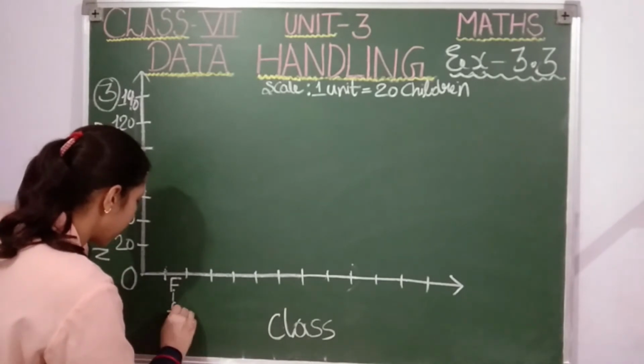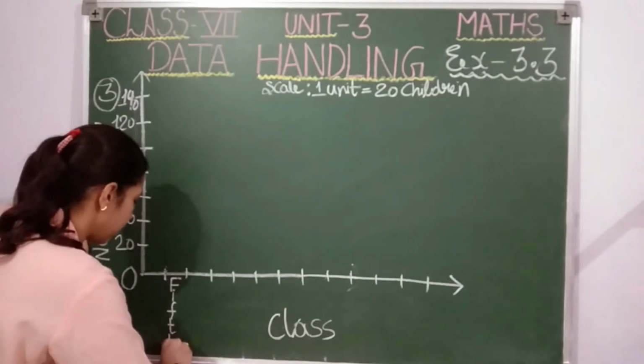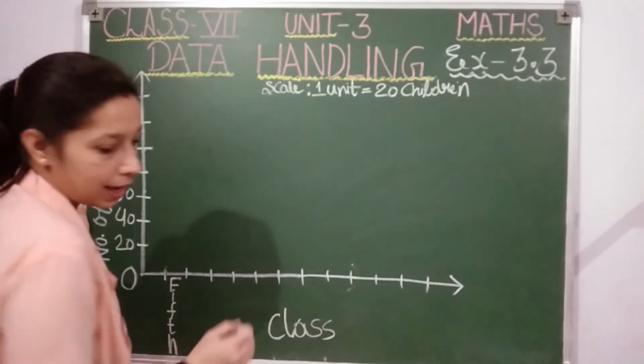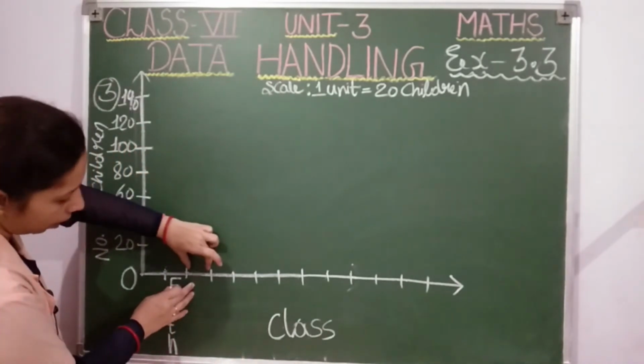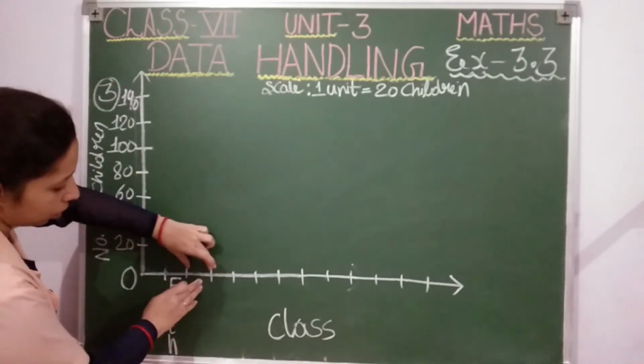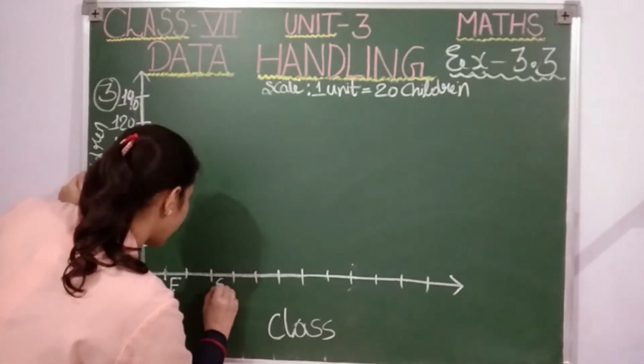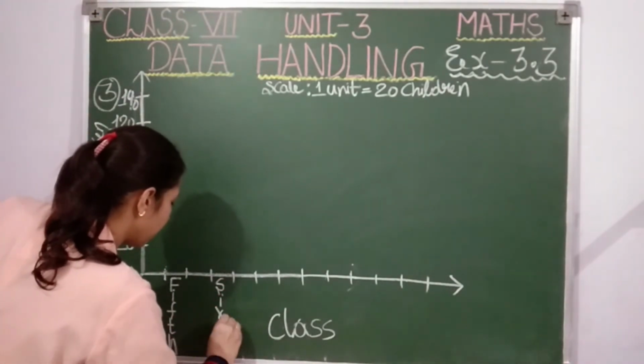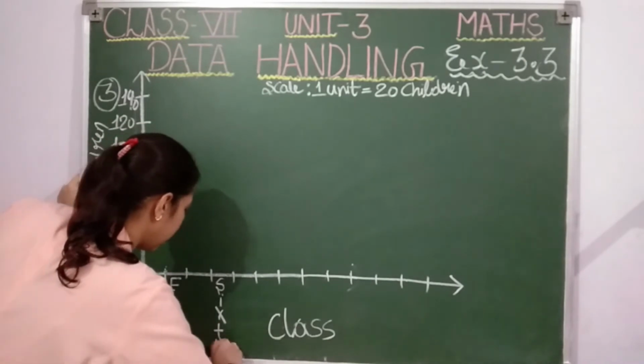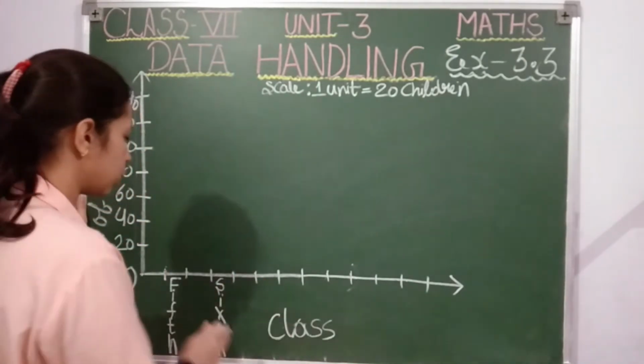Space is not there, so I am writing vertically. Here I have written 5th. Okay students, then again you have to leave one box. Then come to the next space and write 6th there. Clear students? That's why I told you to leave the double space, to mark the double space.